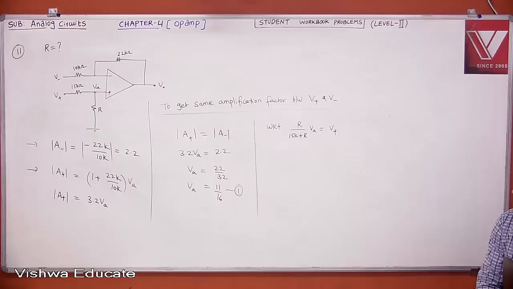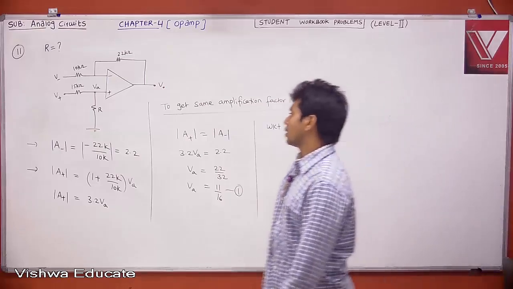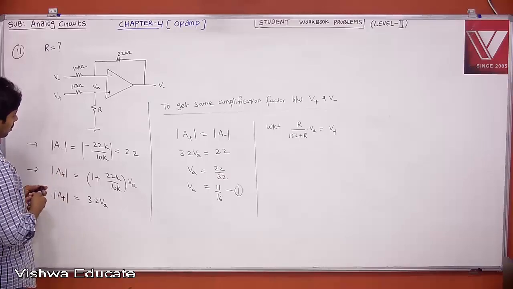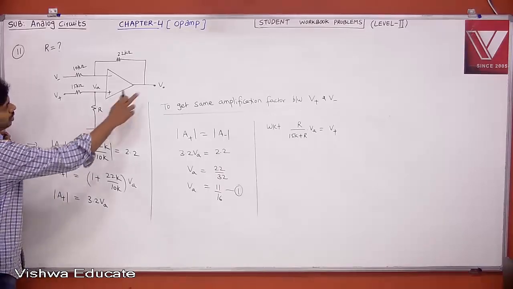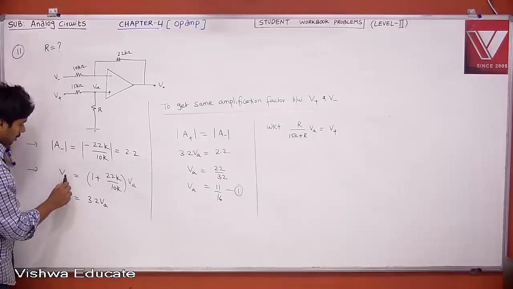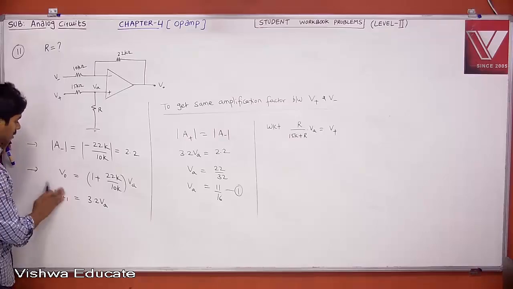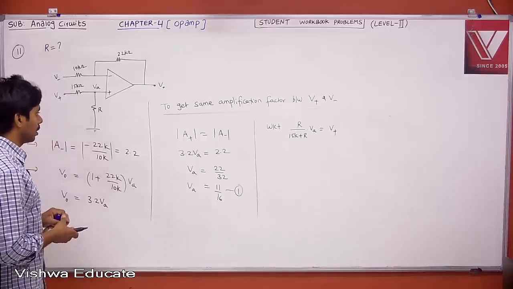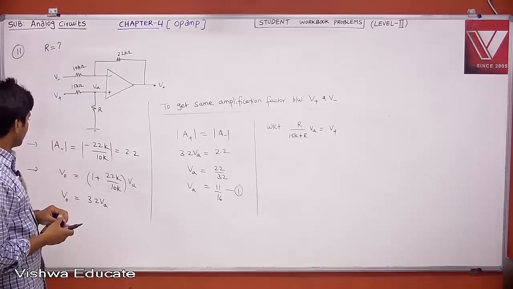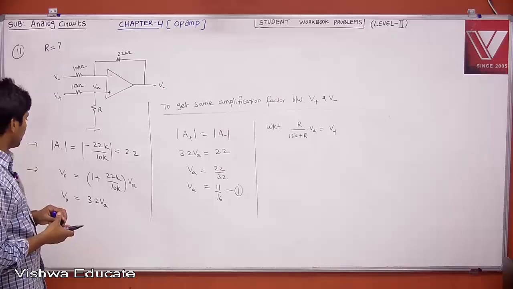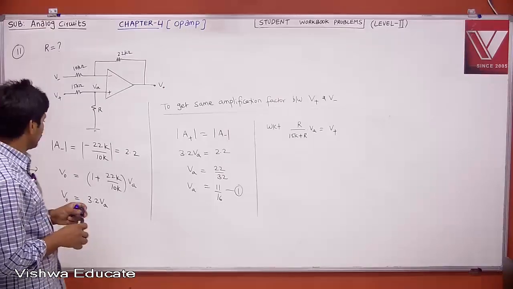We did something wrong. Can anyone tell what is wrong? See, when I say mod A plus, this is not A plus, this is your V naught, with respect to V plus or VA. Your V naught is equal to 3.2 into VA. Then what is your mod A plus? Mod A plus is V naught by V plus. That is what we need. But this V naught is equal to 3.2 into VA.